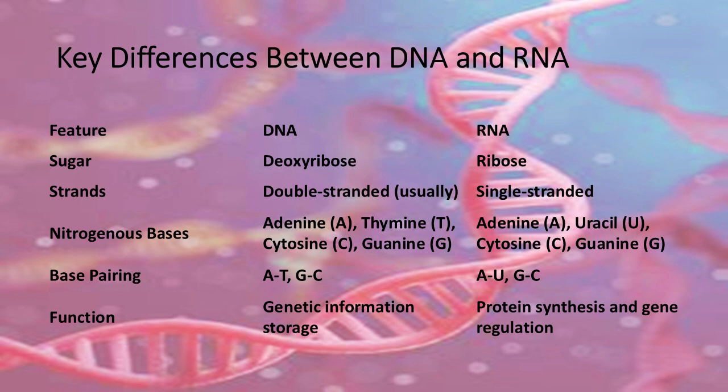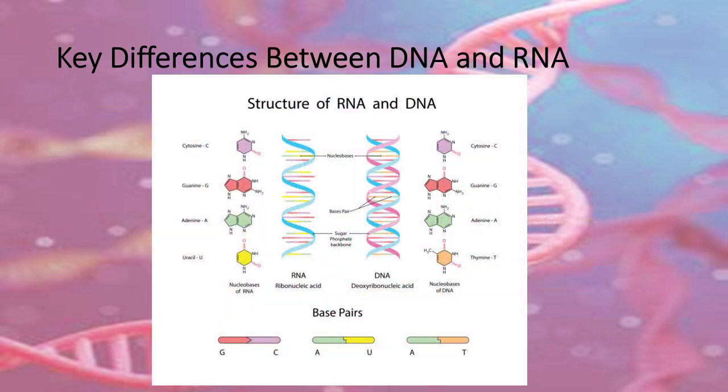Key differences between DNA and RNA. Feature sugar: DNA, deoxyribose; RNA, ribose. Feature strands: DNA, double-stranded usually; RNA, single-stranded. Feature nitrogenous bases: DNA, adenine, A, thymine, T, cytosine, C, guanine, G; RNA, adenine, A, uracil, U, cytosine, C, guanine, G. Feature base pairing: DNA, AT, GC; RNA, AU, GC. Feature function: DNA, genetic information storage; RNA, protein synthesis and gene regulation. Diagram showing key differences between DNA and RNA.